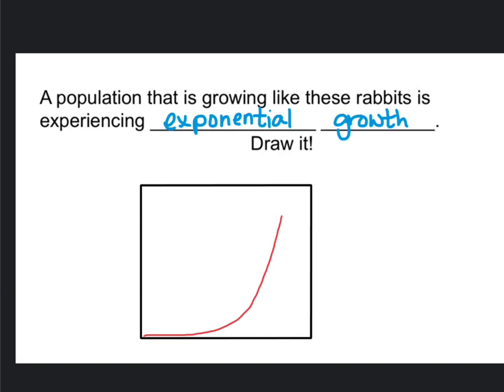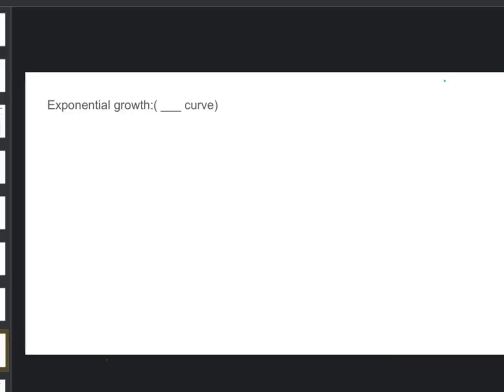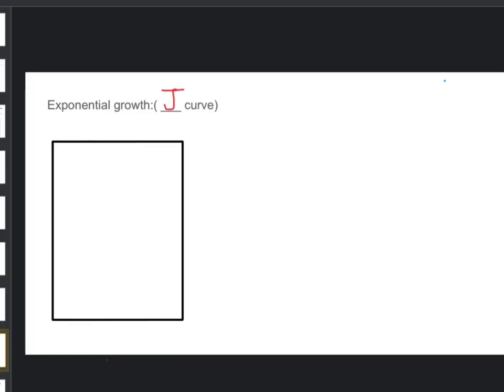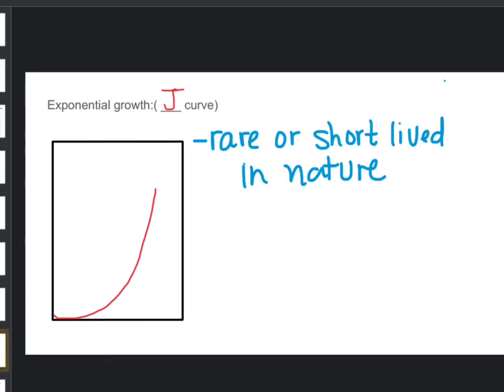Ooh, that's steep. So exponential growth is also sometimes called J-curve growth. And it's called that because, well, okay, you have to use a little bit of imagination here. But it kind of looks like a letter J. I guess more than another kind of letter. So it's called J-curve growth. And do you think that this happens very often in nature? It doesn't. J-curve growth is pretty rare in nature. And when it does happen, it's pretty short-lived.